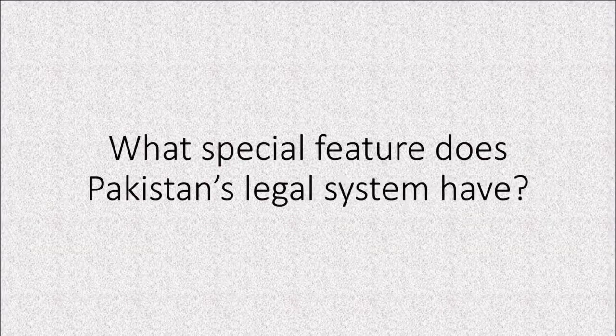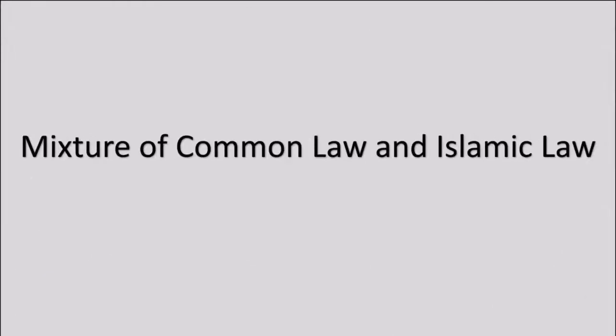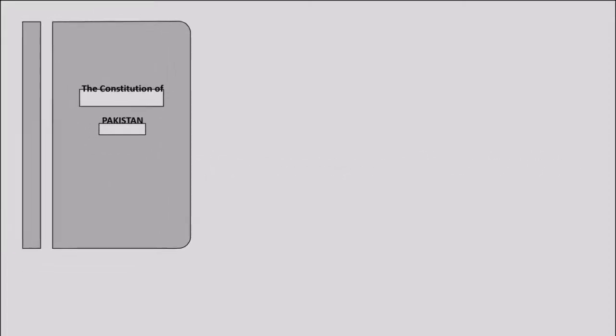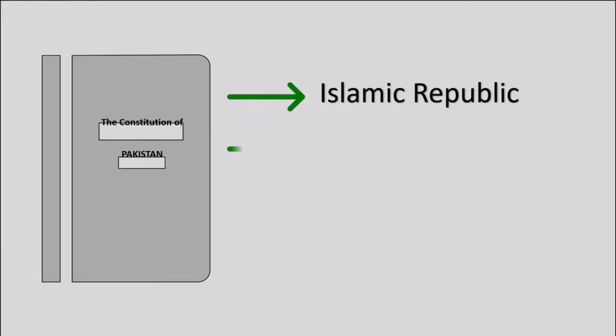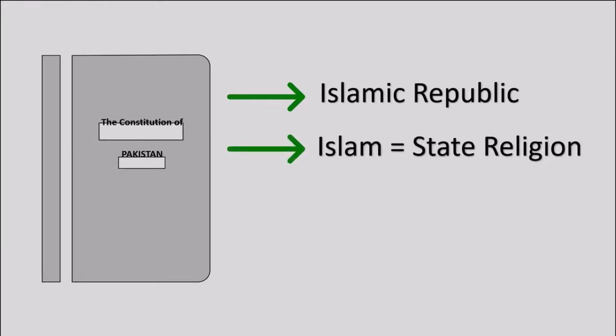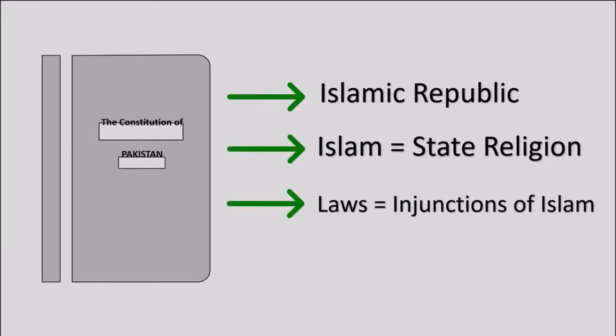What special feature does Pakistan's legal system have? Pakistan's legal system is a mixture of common law and Islamic law. This special feature is shown in Pakistan's constitution and in hudud ordinances. Pakistan's constitution declared Pakistan an Islamic republic and Islam as the state religion. It also stated that all laws would have to be in accordance with the injunctions of Islam as laid down in the Quran and Sunnah.